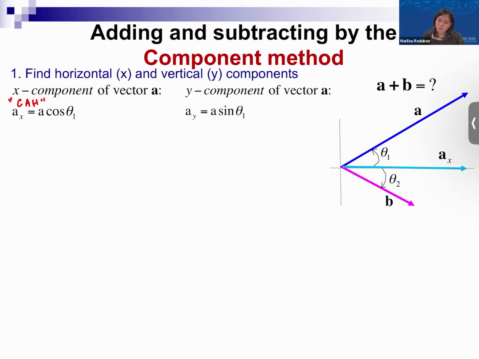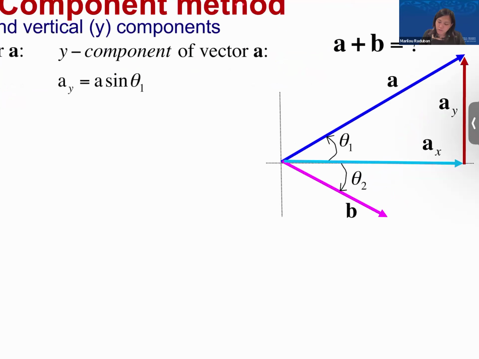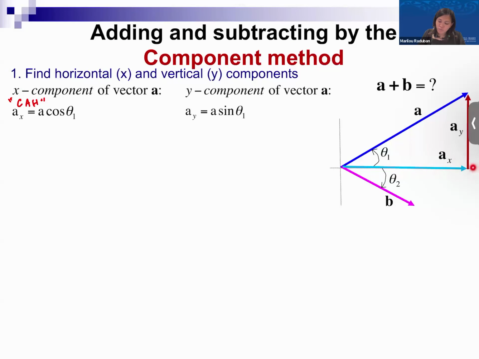Right, and for the y component of vector A, you draw that from the head of the x component to the head of the hypotenuse, or the diagonal vector. Okay, using the trigonometric identity, sine theta is equal to the side opposite the angle divided by the hypotenuse. The y component is equal to A sine theta1. Okay, and you do the same thing for vector B.